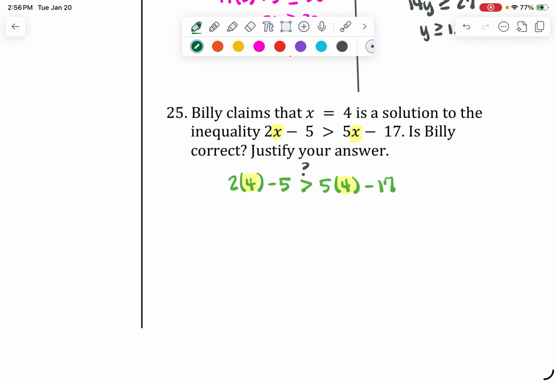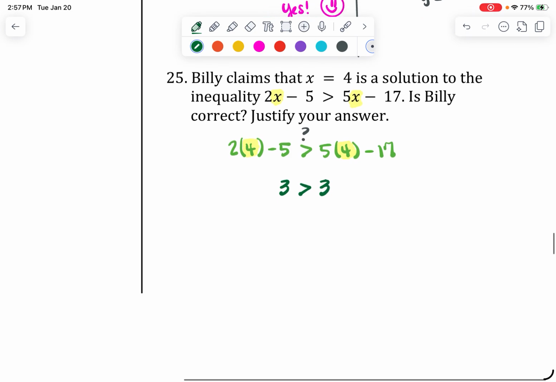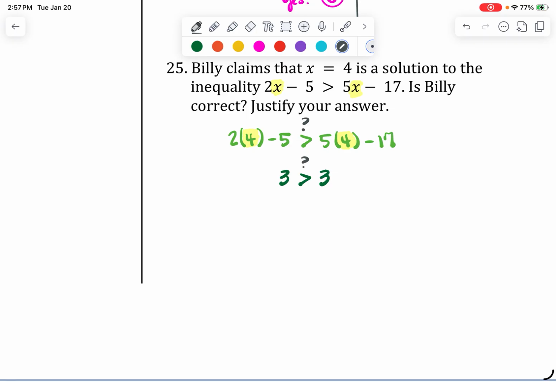So let's see, I'm just going to do it in my head, or you can plug it in your calculator. 2 times 4 is 8. 8 minus 5 is 3. 5 times 4 is 20. 20 minus 17 is 3. So I end up with 3 is greater than 3. Is that true? No, right? 3 is not greater than 3. It's equal to, and there's no equal to bar in this problem. So this would actually be false, right?